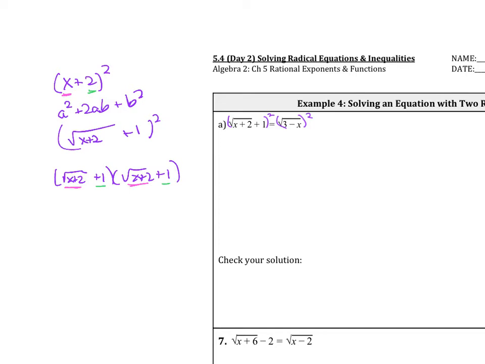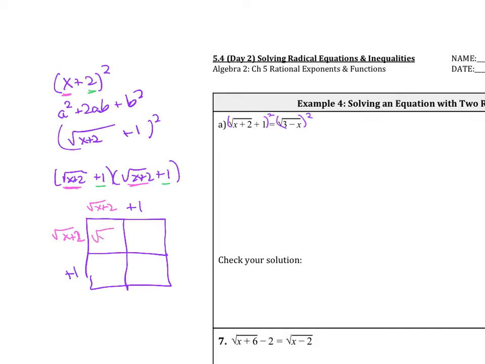Now if you have a difficult time with the pattern, let me just do the box method. So something we're used to. So I'm going to plug it in. So this is our square root of x plus 2, and then our plus 1, and then square root of x plus 2, and then our plus 1. So when we're multiplying the square root of x plus 2, notice that's just squared.